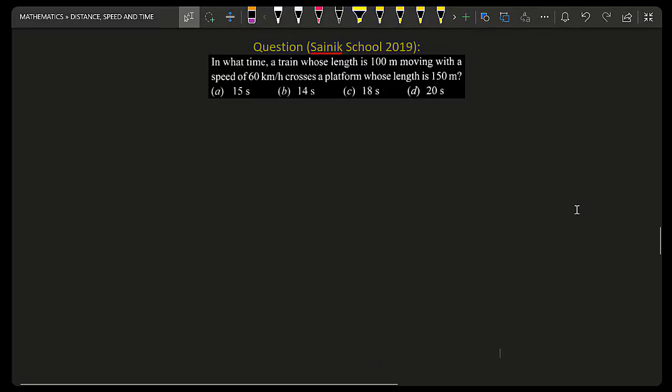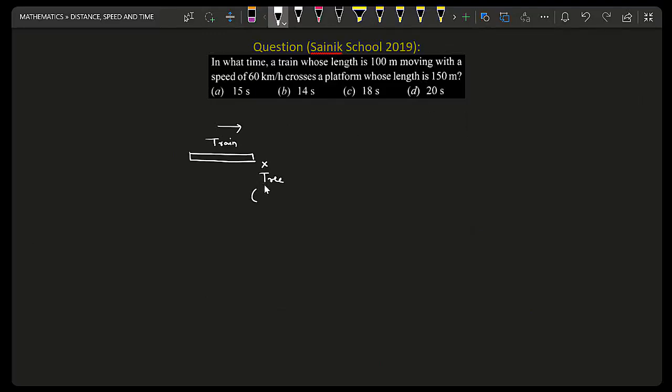Generally, a train or bus, anything like this, crossing any object. Forget about that question, just a little discussion first. So this is a train, traveling in this direction. Suppose there is a tree here. The tree width compared to the train length is negligible. Objects with negligible width in comparison to train length, we call point objects.